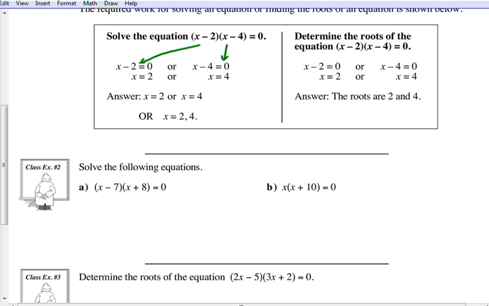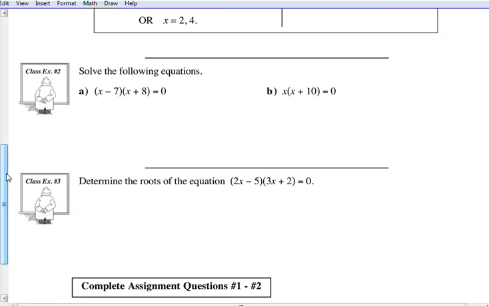0 times anything, 0. Okay, so determine the roots is the same idea. We're solving for what would make it 0, 2 and 4. Those would be the roots, or the x-intercepts. So let's look at this equation. What would be to solve the following equation? So what would x have to be to make this 0?